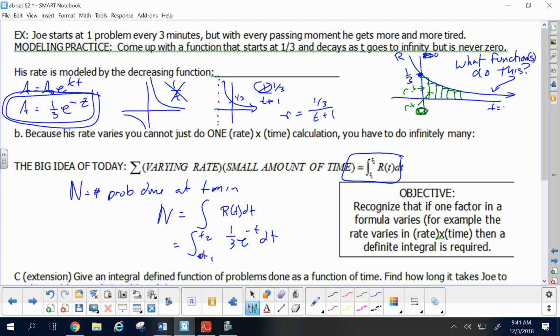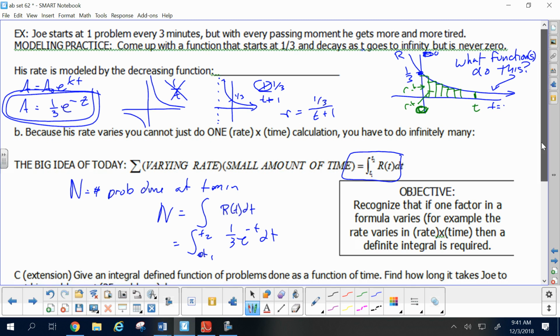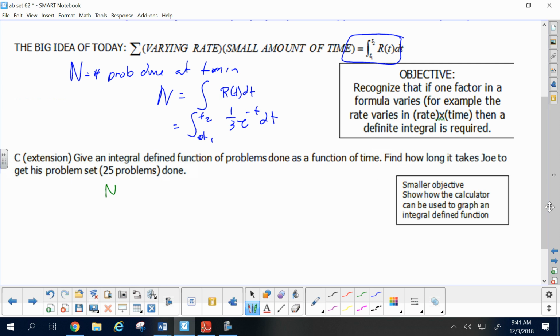If I wanted to know how many problems done from 0 up to any number, then the region would start at 0 and go up to some t. So if I wanted the number of problems done at any time, I'd just calculate the area from 0 up to whatever time ending point you want, and you're good to go.